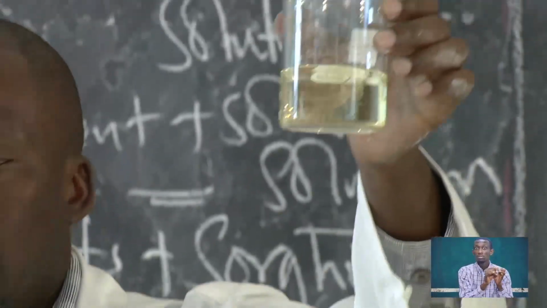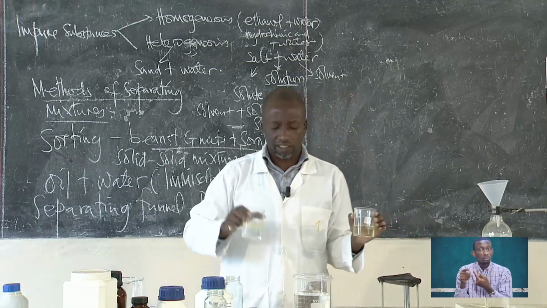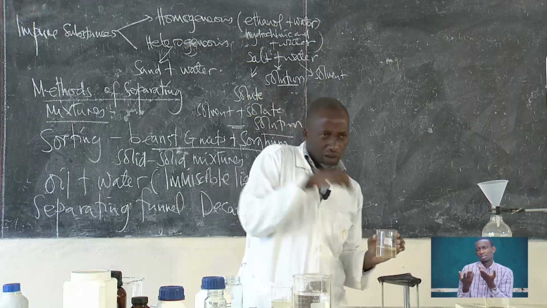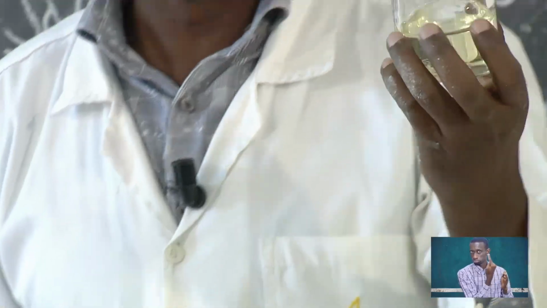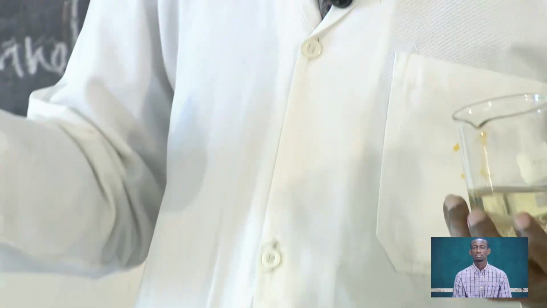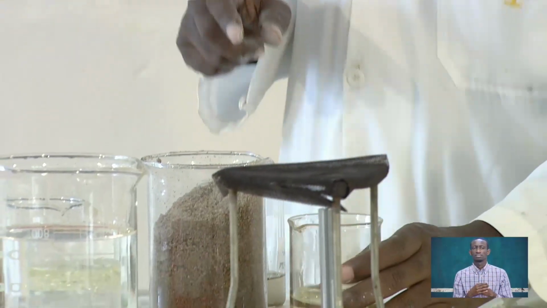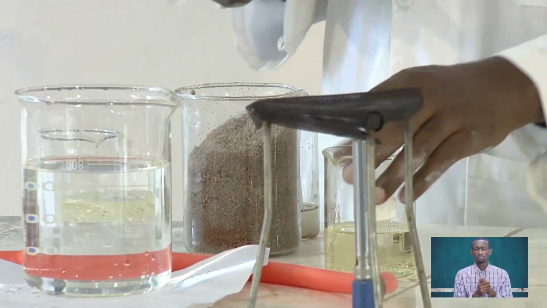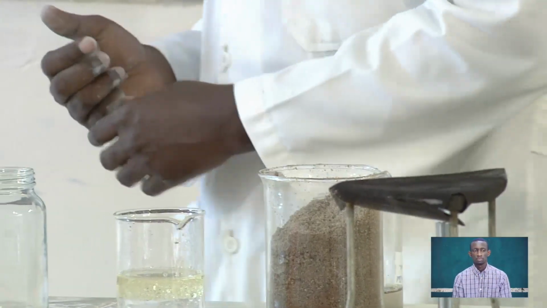So you have here pure oil. Though I've not completely separated it because I'm using an improvised method, I don't want any water to come into my oil. So that is why I have to make this. And this is the improvisation that can be used in case of decantation. So we are also going to look at other methods of separating the mixtures.